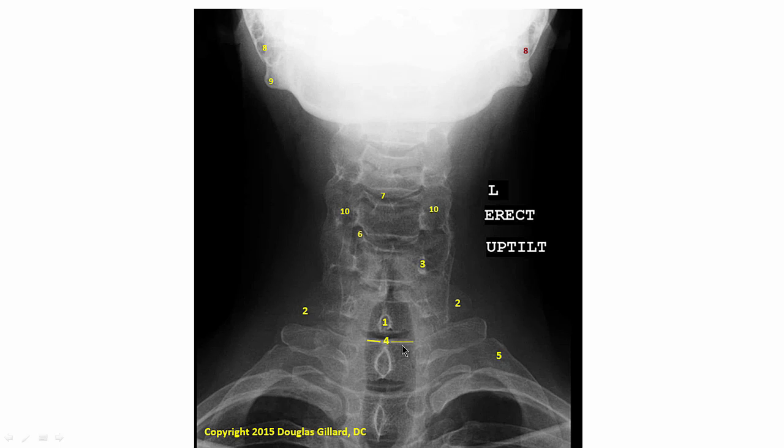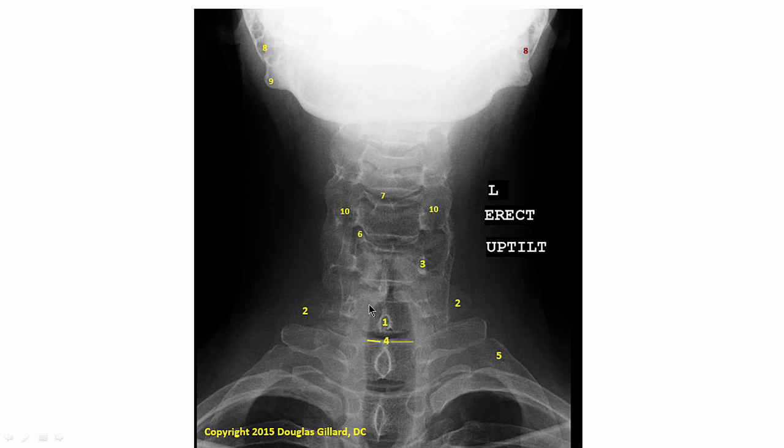Okay, what's this big space right here, number 4? That's the tracheal air shadow. Here's the apices of the lungs here. Let's see some lung tissue in here. Lamina would be between the spinous process and pedicle, so all this region is lamina.